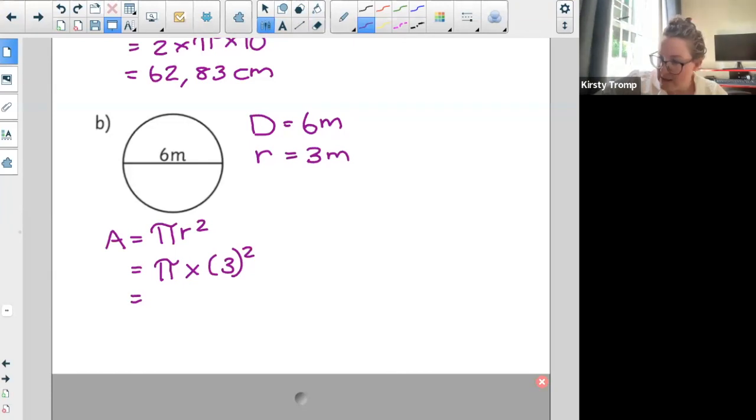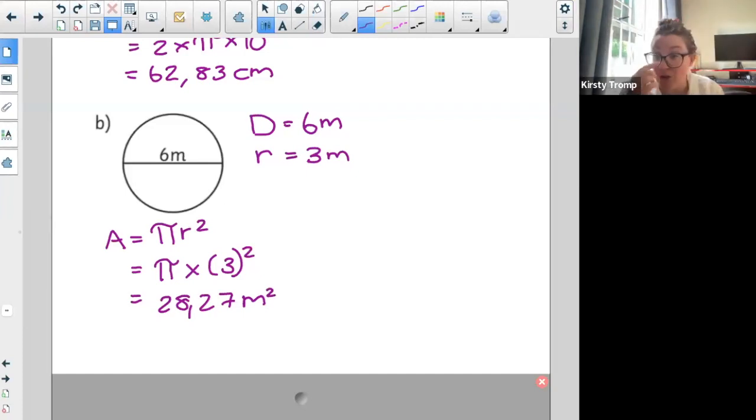Okay, talk to me. What did you get for your answer? I got 28,27 meters. Good, well done. 28,27. Now, one little thing here, meters. If it's area, what does it need to be, Tando? Squared. Squared, well done. Thank you.